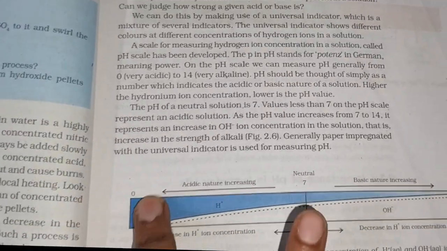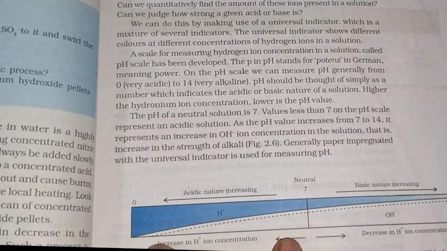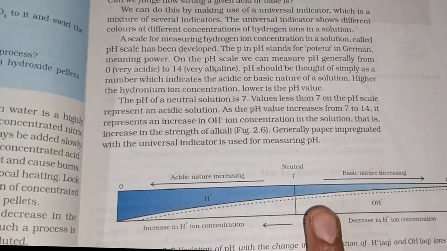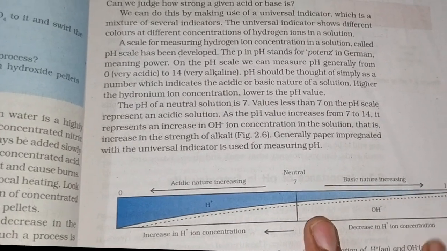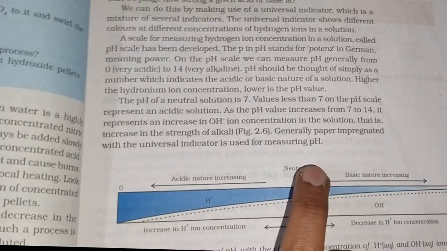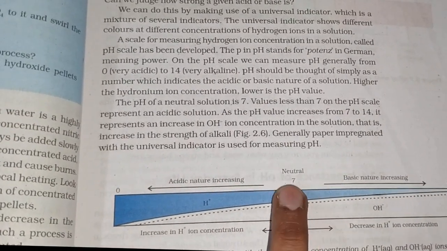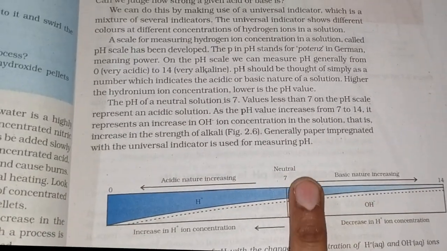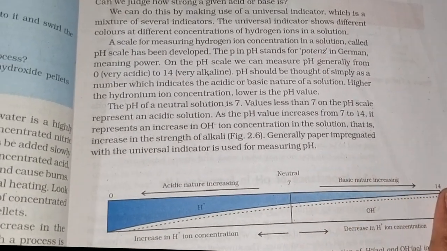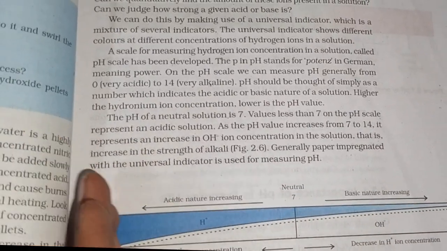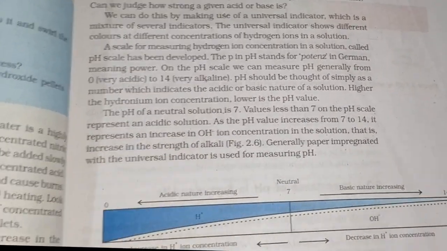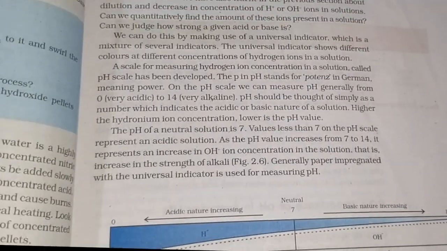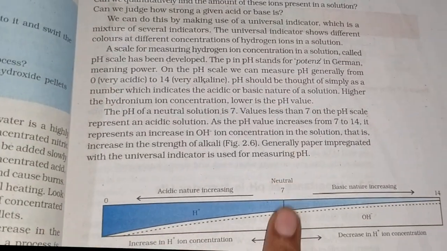So 0 to 7 is acidic in nature, 7 is neutral and 7 to 14 is basic. Acidic nature increases from 7 to 0. From 7 to 14, basic nature is increasing. So the smaller the number, the more acidic it is. The bigger the number, the more basic it is. Then the pH of a neutral solution is 7.